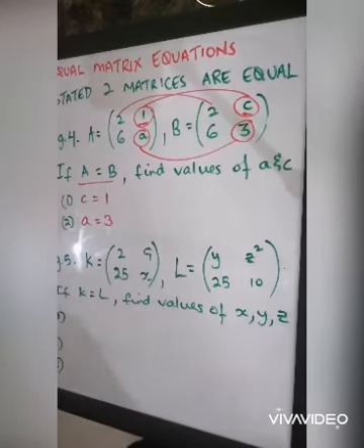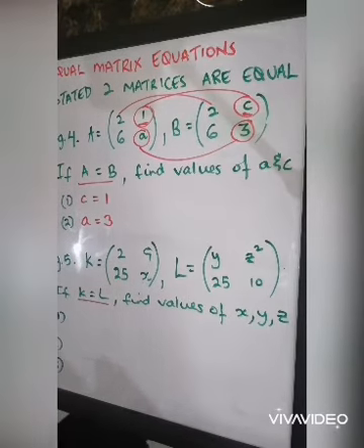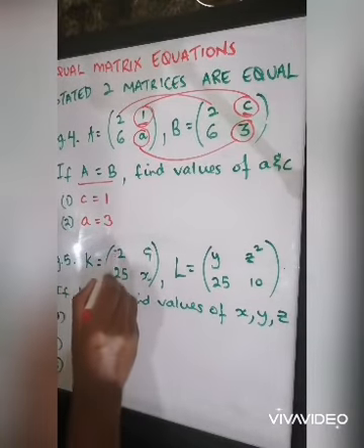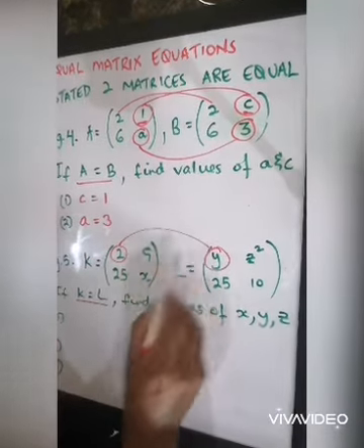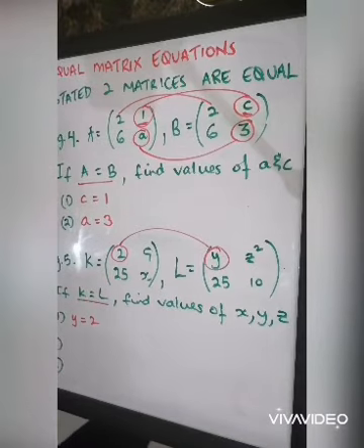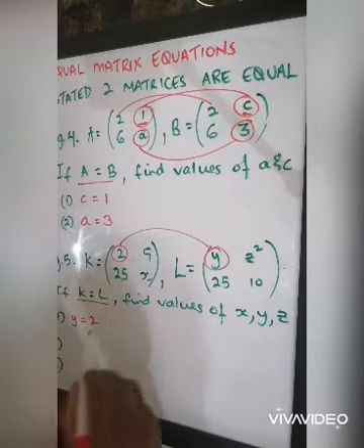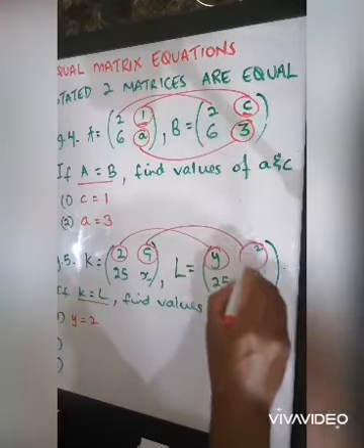So let's quickly move on to this next example. We have two matrices K and L, and we are told that they are equal. They want us to find the values of X, Y, and Z. When we compare, we see that 2 is in this position and Y is in this position. So therefore 2 is equal to Y.